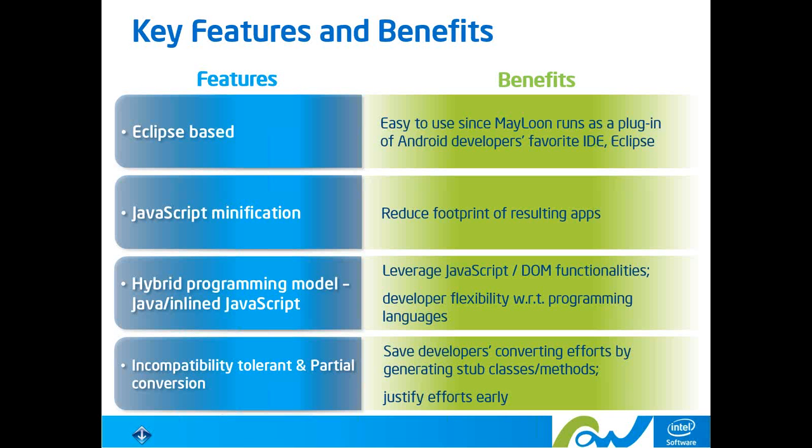And Melon also offers JavaScript minification functionality, which means Melon will try to compress your converted JavaScript code in order to reduce the footprint of the application. This is important because when your web application is downloaded from servers, the footprint of your application, or the size of the application, can have significant impact on the performance. Right? So this is also an important feature.